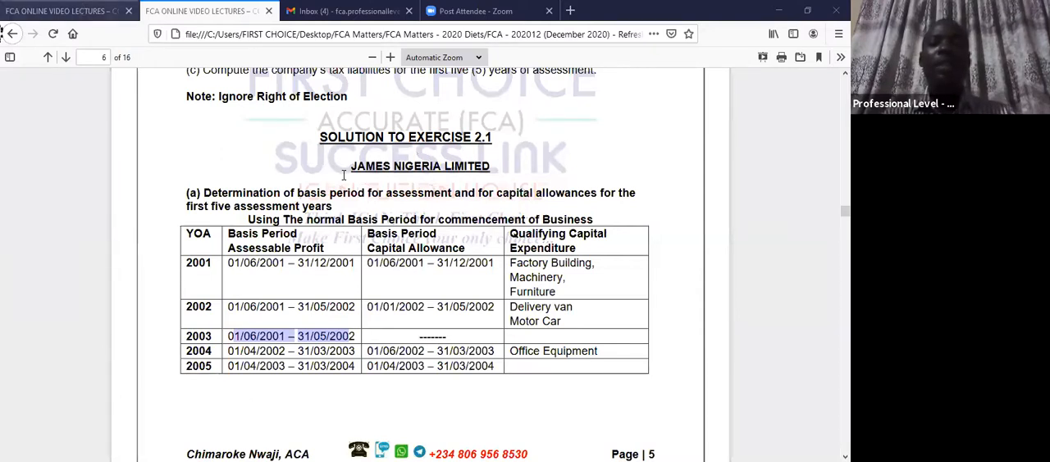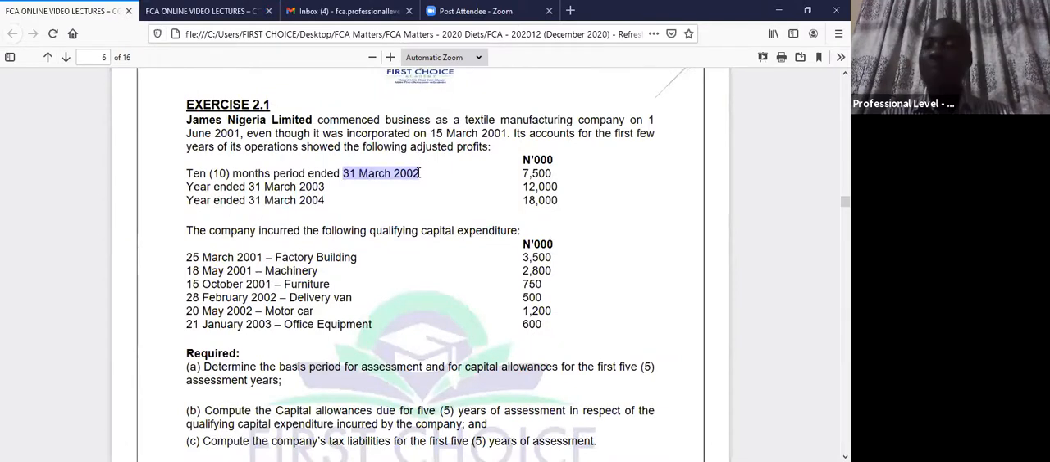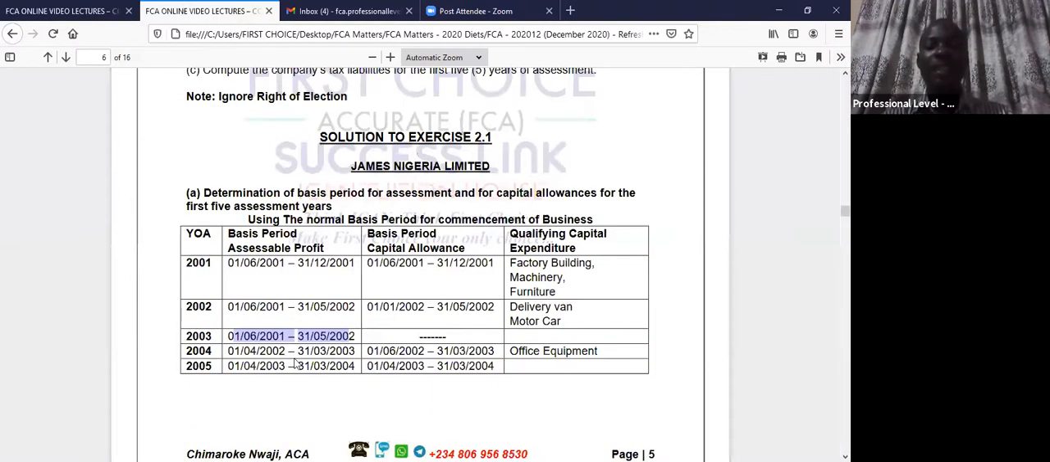The account ending date is March 31st. That's the first thing to know. So you start from the end, March 31st. The year of assessment is 2003. If the year is 2003, it means that if you must follow preceding year basis, this must be 2003, no doubt. So we have March 31, 2003 as the ending date.